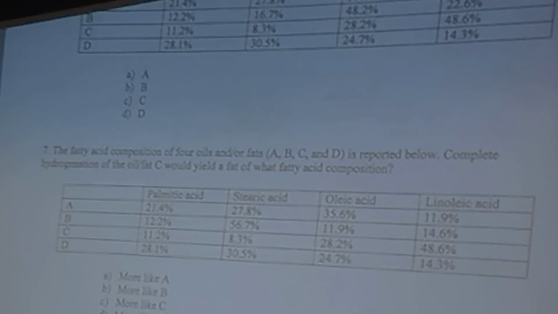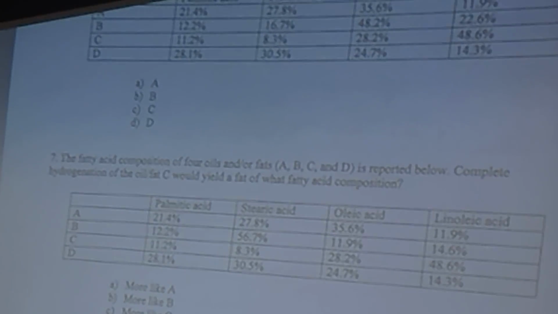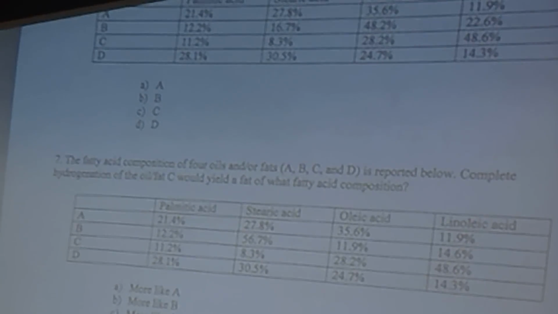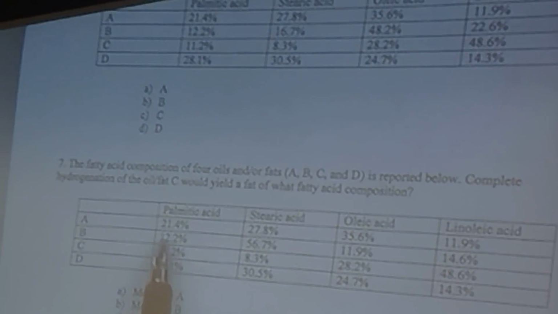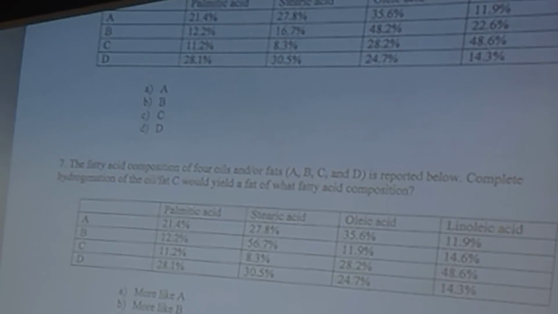Of 4 oils or fats. So these are our different samples. It can be A, B, C, D. It can be lard, it can be butter, and so on. So they are different oil and fat samples, and their fatty acid compositions are given here, with different percentages of fatty acid composition.